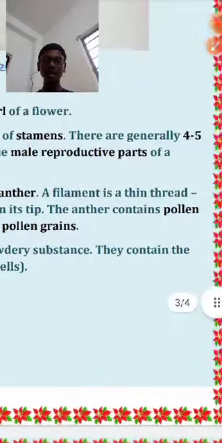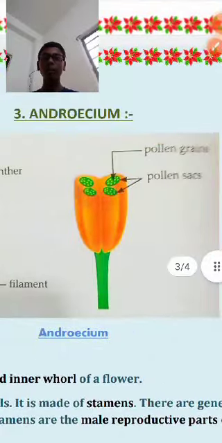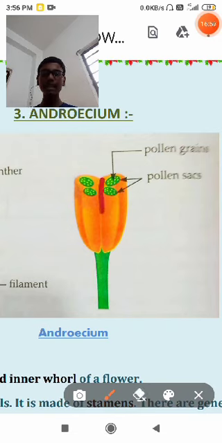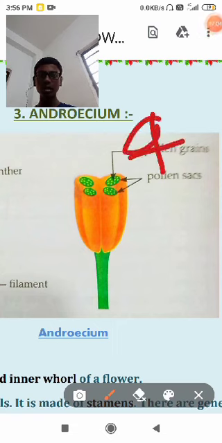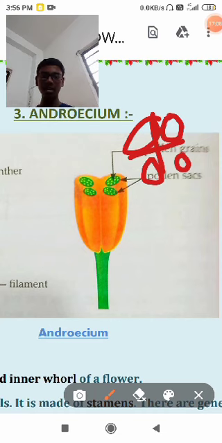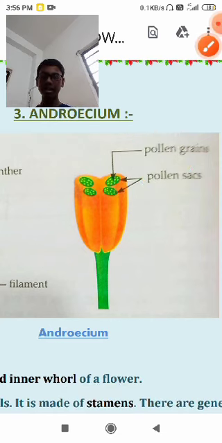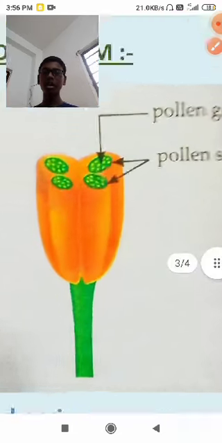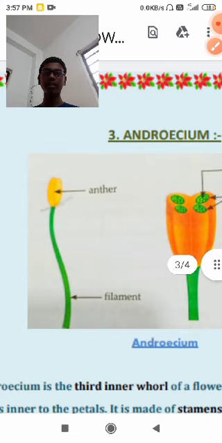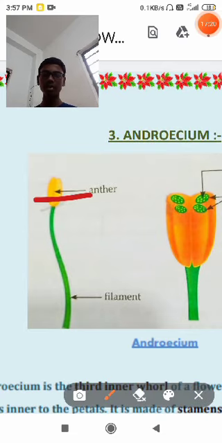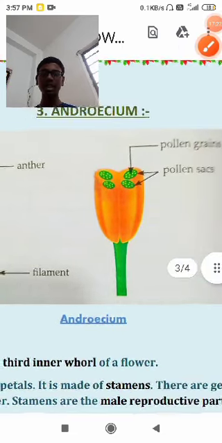Now the anther contains pollen sacs. Pollen sacs means it has a space inside it. I have just made a cross over here. If you take each of the four sides of the cross as a sac, that means they have space inside. That space is filled with pollen grains. So if we cut this anther into two halves like this, then we will get something like this.